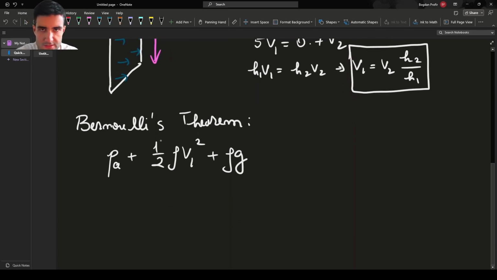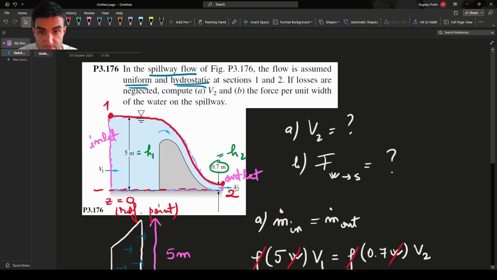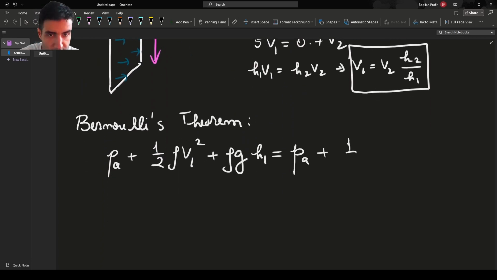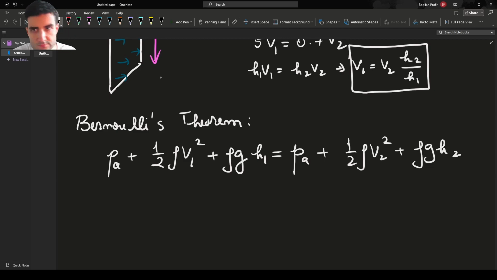Then this term becomes just rho g h1. And on the other side, for point 2, we have atmospheric pressure again, because we're looking at the water surface, and then dynamic pressure 1/2 rho V2 squared plus rho g h2. So we can cancel out the atmospheric pressures, and then we can rearrange. Remember, we're trying to find out V2.